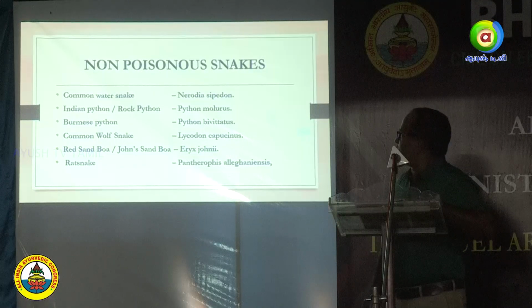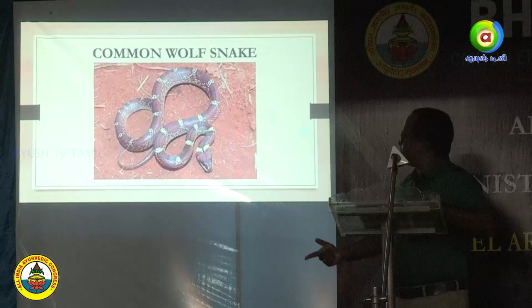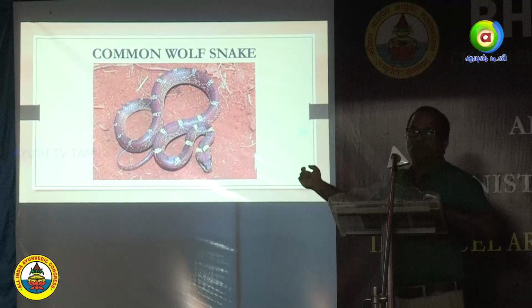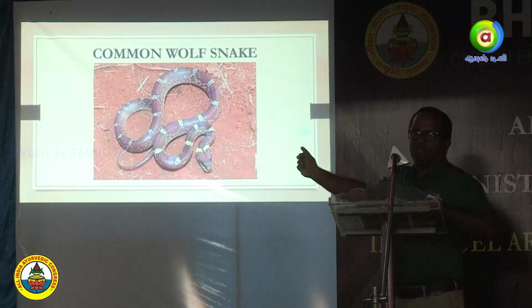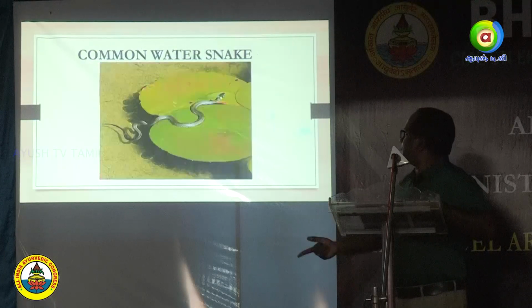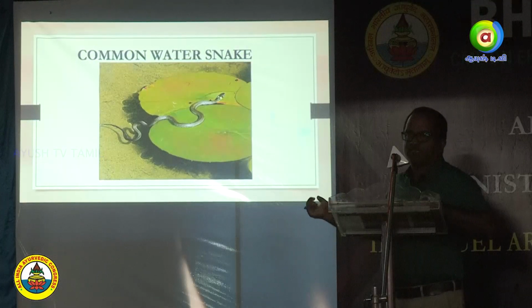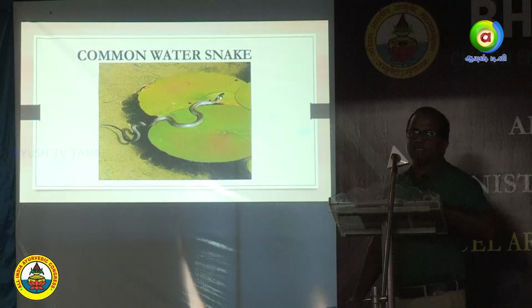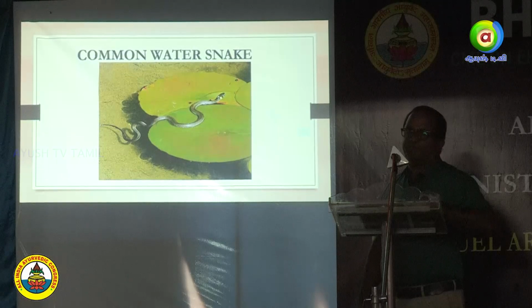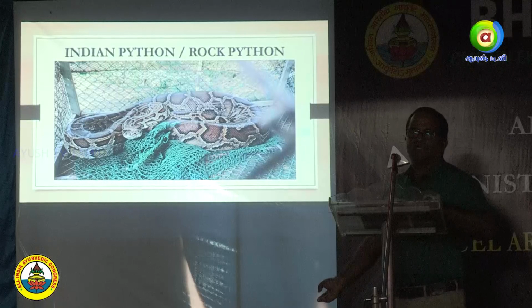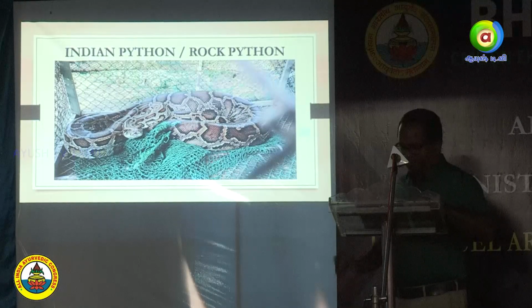The first one is the common water snake. I told you, the bands are not symmetrically arranged; it's a single band. This is the common water snake. You may be seeing it everywhere. It's non-poisonous, with no effects on the human body. Next, this is a python, the Indian python.